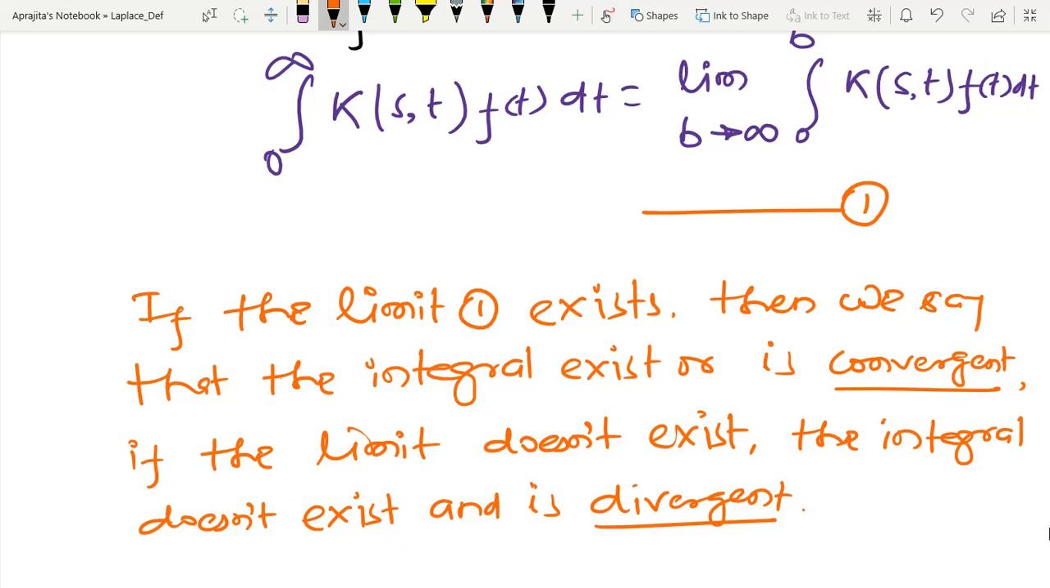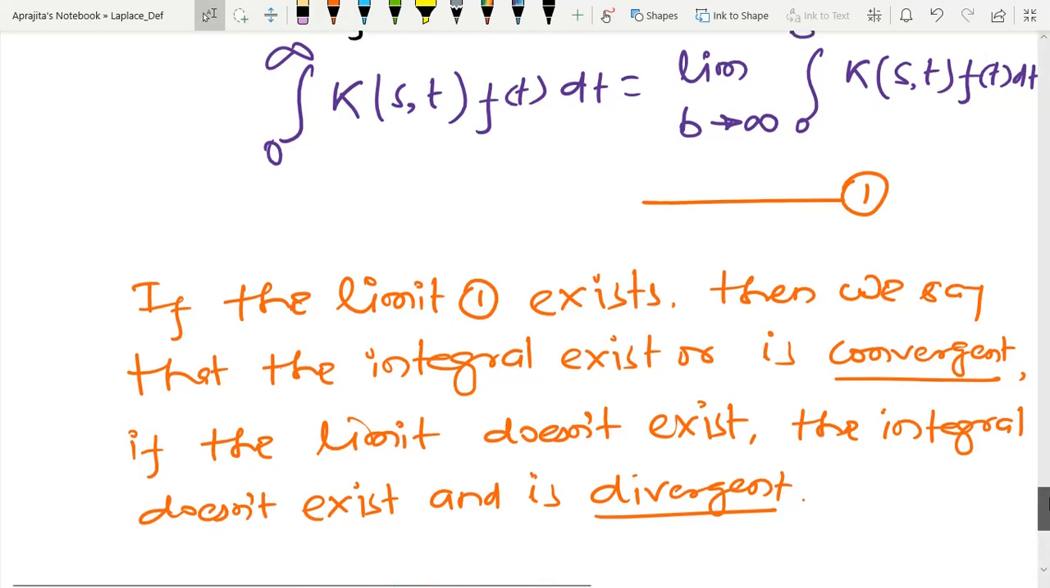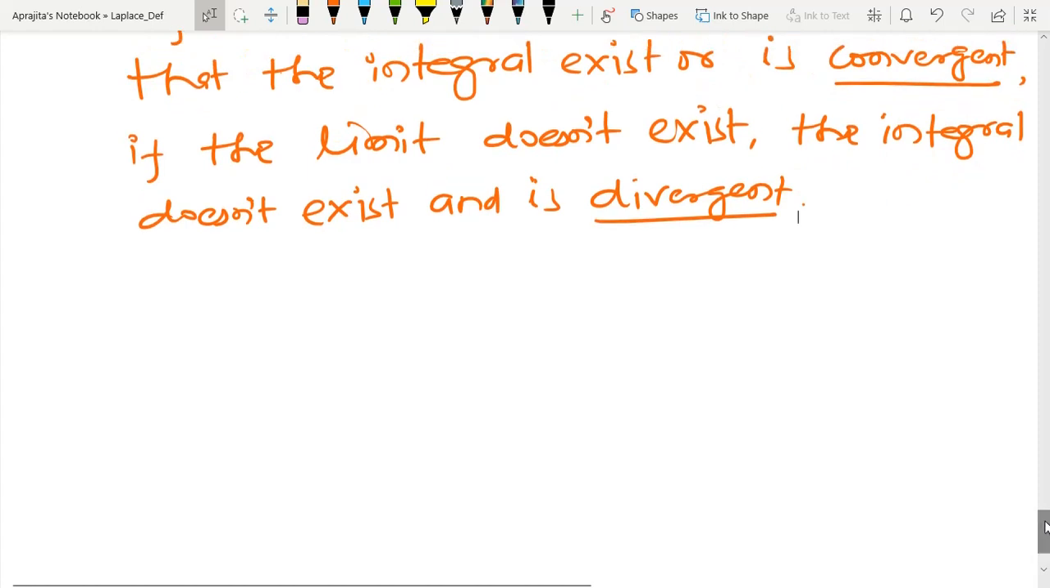So now, in this process, what we have observed is that if I have some function f(t), then we are first going to multiply that function with some other function of two variables, and this function has a certain special name.